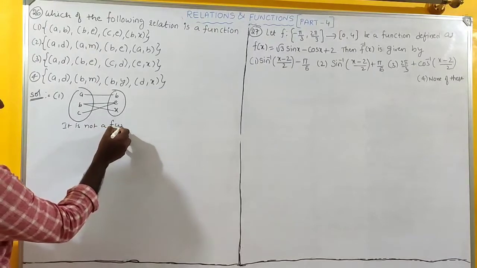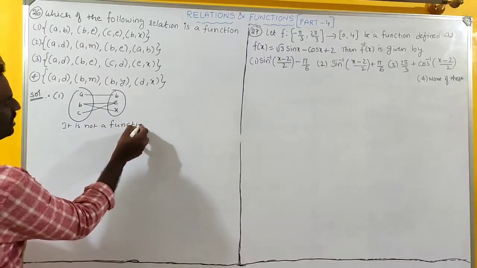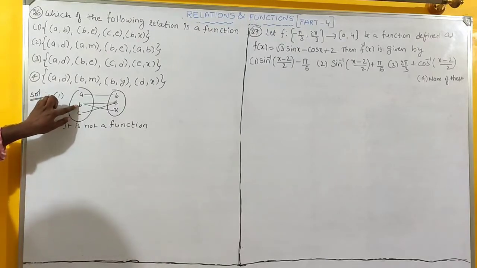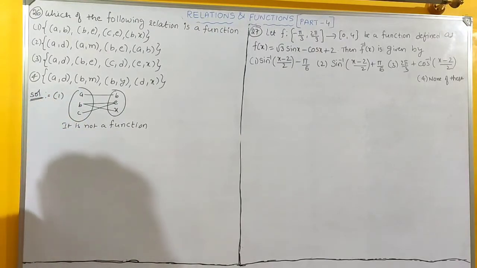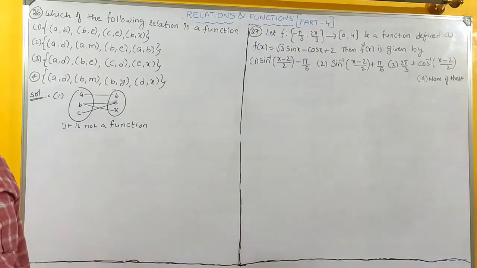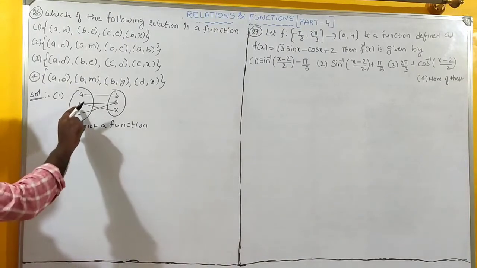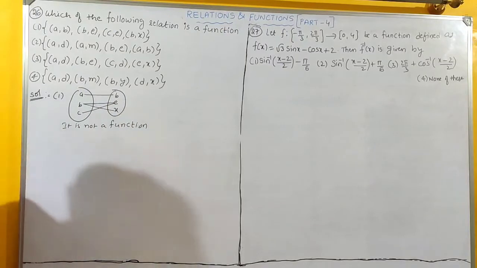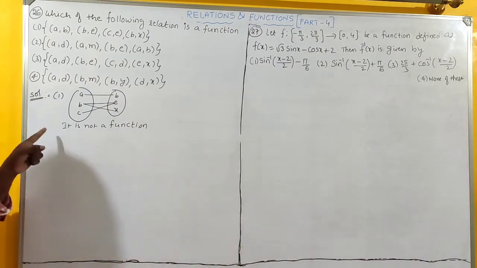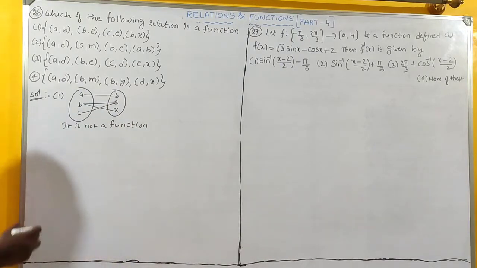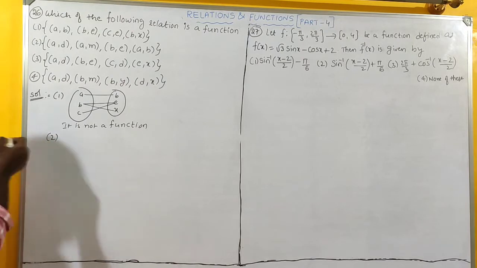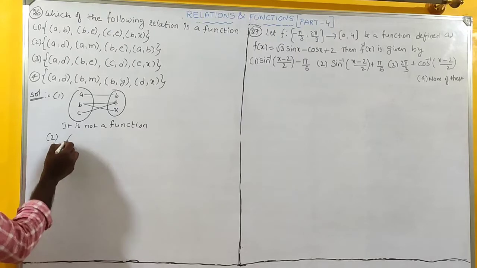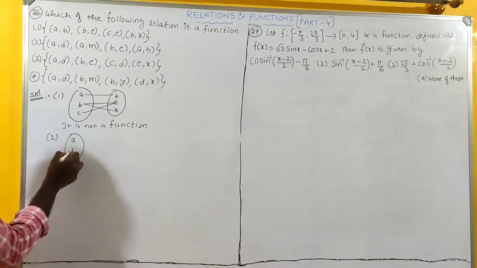Why? Because according to the function definition, every element has one and only one image. But here this B has how many images? 2 images. That's why it is not a function. I will go with the second option. A, B.